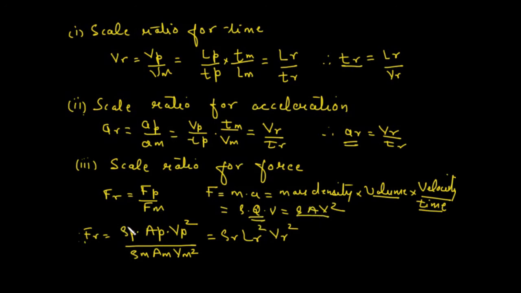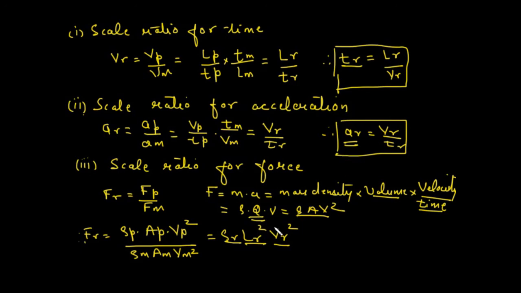So if we use this analogy, we will get the force ratio as rho p Ap Vp square upon rho m Am Vm square. So rho p upon rho m will represent rho r, Ap upon Am will represent Lr square, because the area ratio will be the square of the length ratio, and Vp upon Vm squared will represent Vr square, that is the ratio of velocity. So these are the scale ratios for various physical parameters when you are applying the Reynolds model law.